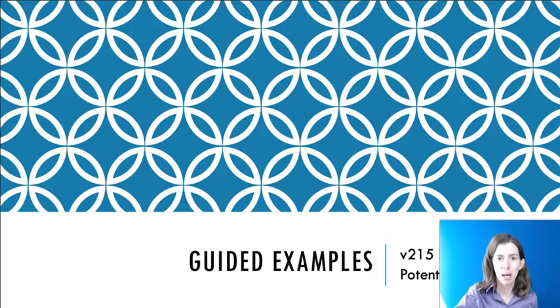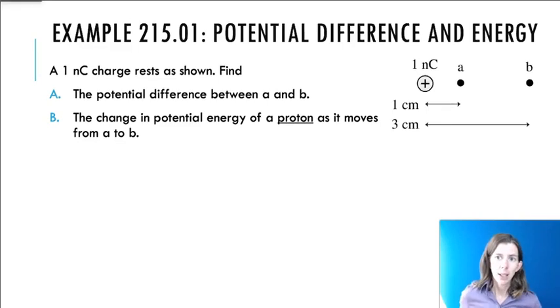Let's look at the problem. The problem says a 1 nanocoulomb charge rests as shown. So we've seen this problem before, right? Now we're just asked a few different things. Find the potential difference between points A and B is the first part. So let's tackle this one first.